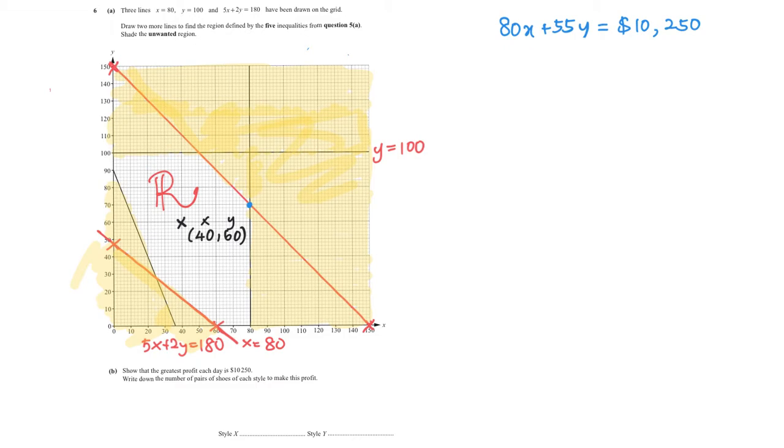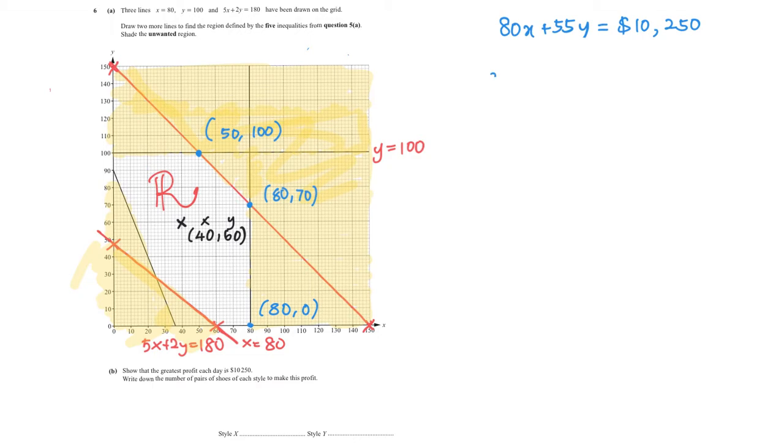What is the coordinate here? This is 80, 70. Why did I choose that? Because that's the furthest. Maybe this is also furthest, but it's below. So x is 0, x is 80, y is 0. And this one is not so far, but no harm trying. So x is 50 and y is 100. All right, which pairs of these will make 10,250?